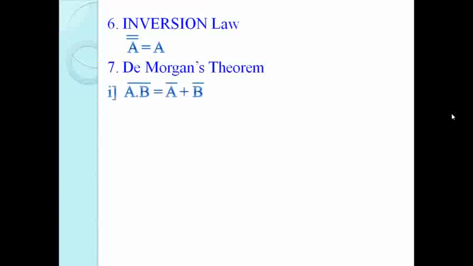The first De Morgan's theorem is (A dot B) whole bar equal to A bar plus B bar. And the second De Morgan's theorem is (A plus B) whole bar equal to A bar into B bar.